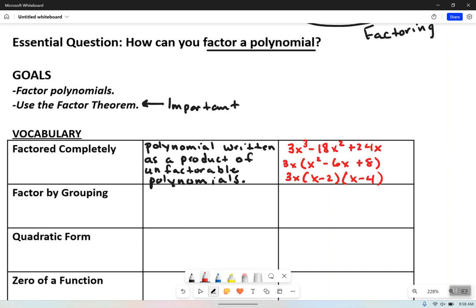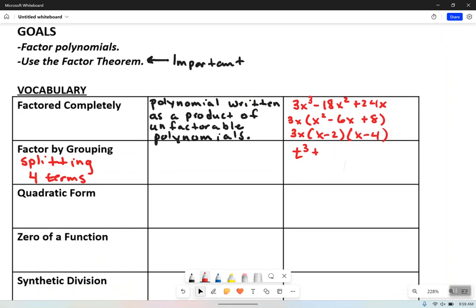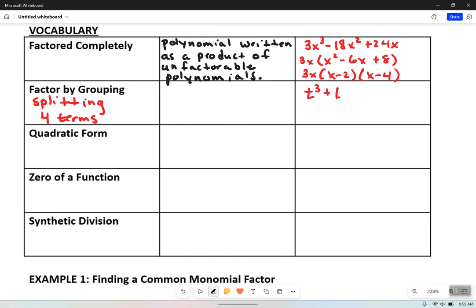Okay, next thing I want to look at here, guys, is factor by grouping. Another name for factor by grouping, I call it splitting. Factor by grouping is usually going to have 4 terms. An example that you would have would be something like t to the third plus t to the second, maybe minus 8t minus 8, like that.